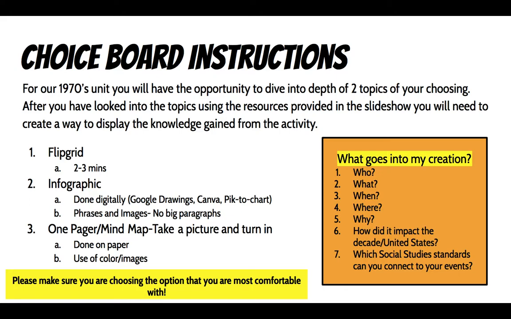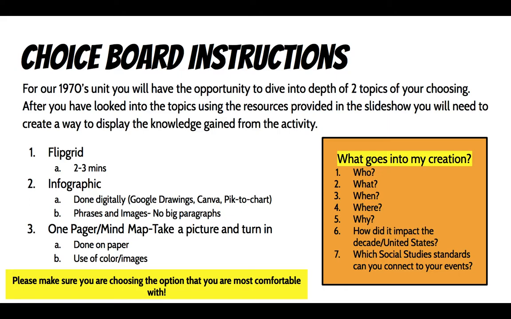So you can choose number 1, a Flipgrid. Let's say you chose Watergate and the Iranian hostage crisis. You would create a 2 to 3 minute Flipgrid over both of those topics. One Flipgrid for both topics. So you're creating one thing total. You're not creating something for each, you're creating one thing total.